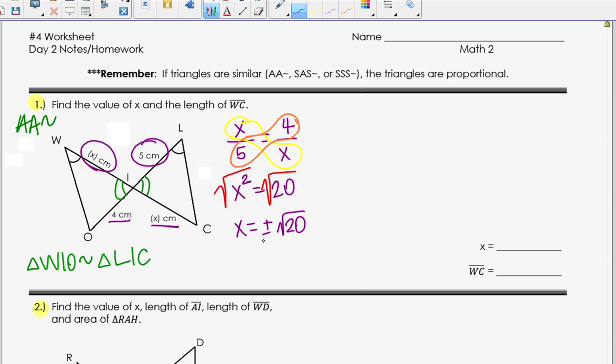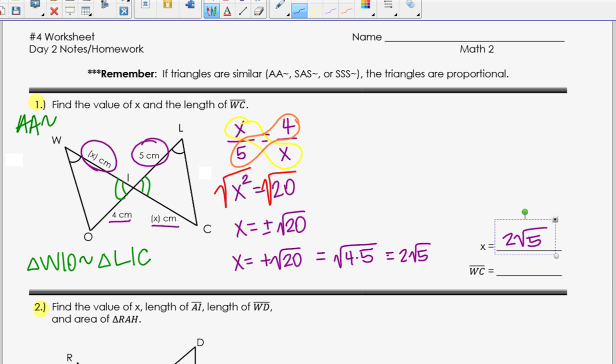First thing I'm going to address is this plus or minus. Mathematically, you need it here. However, it wouldn't make sense to have an x value that's negative because you're not going to have a negative length. So the only x that's going to make sense is the positive square root of 20. That's just the square root of 4 times 5. The 4 comes out as a 2, and the 5 stays underneath. So your x value is 2 radical 5.